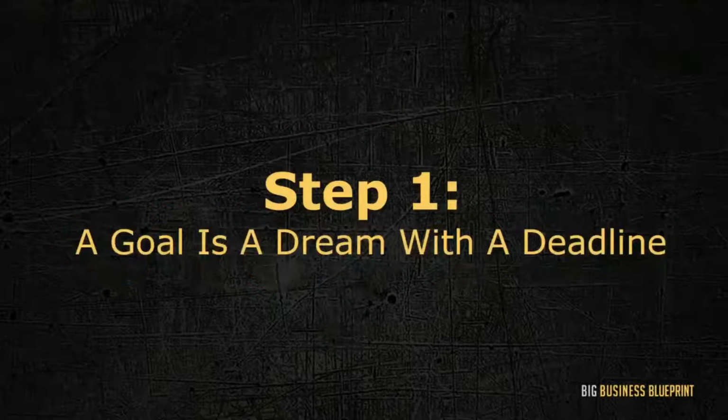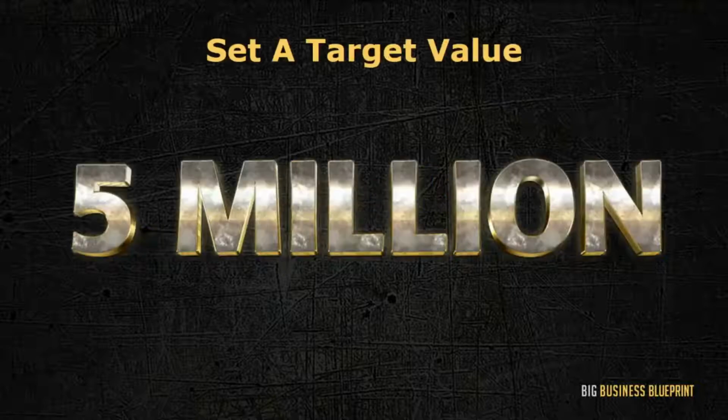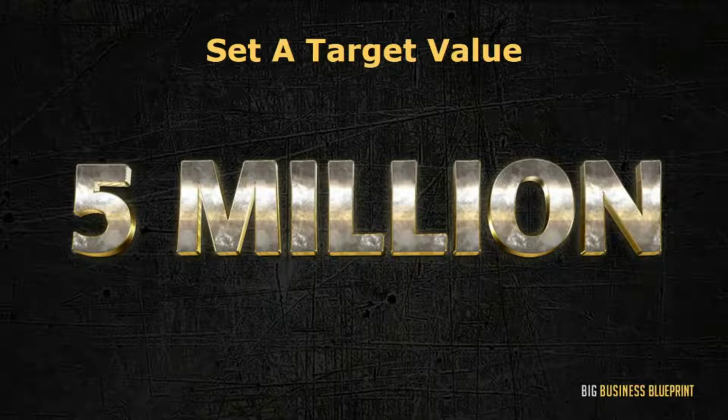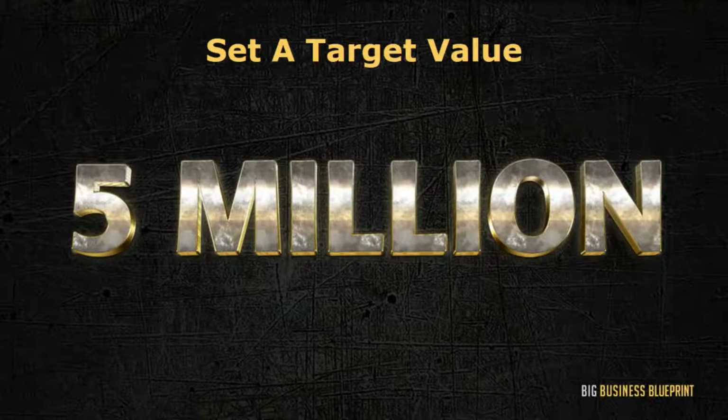Step 1. A goal is a dream with a deadline. Set a target value on how much you want to sell your business for, and with a realistic time frame. For instance, if $5 million is a 12x multiplier, this is how you should be thinking: I want to sell my business for $5 million in 2 years' time.